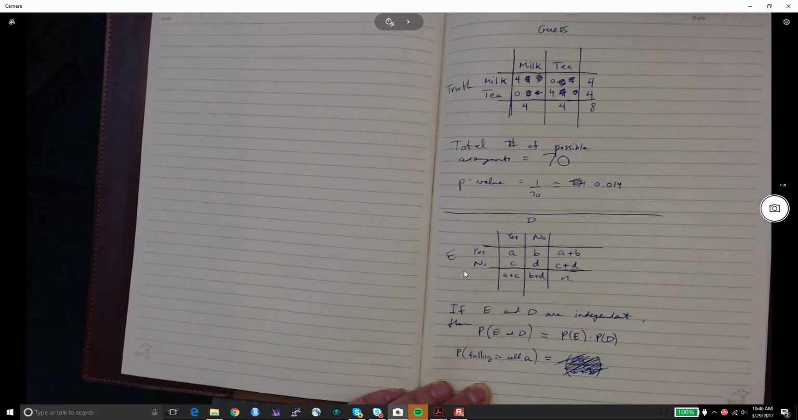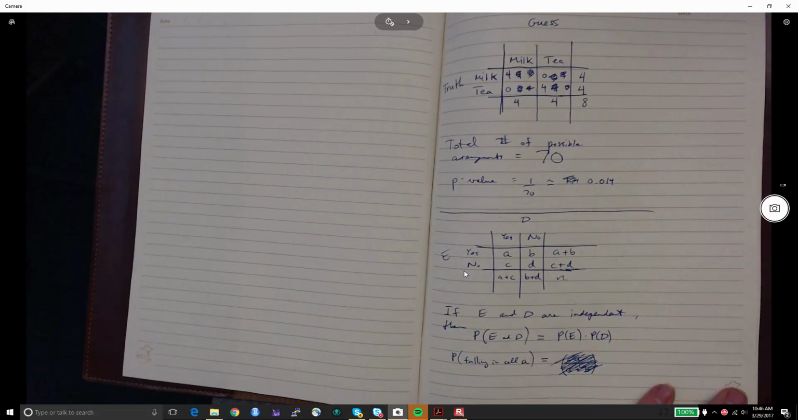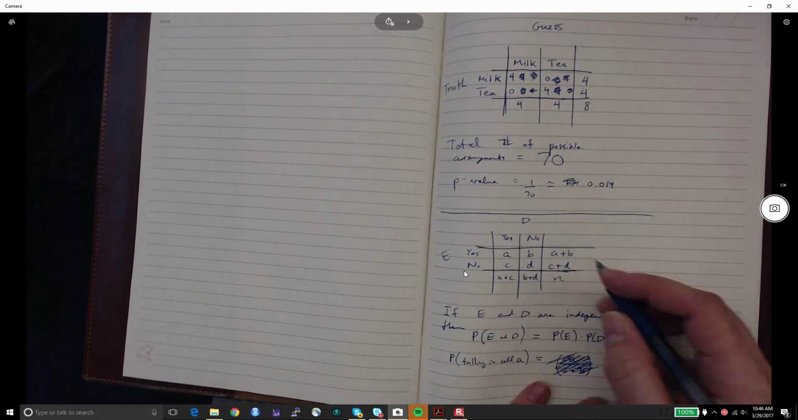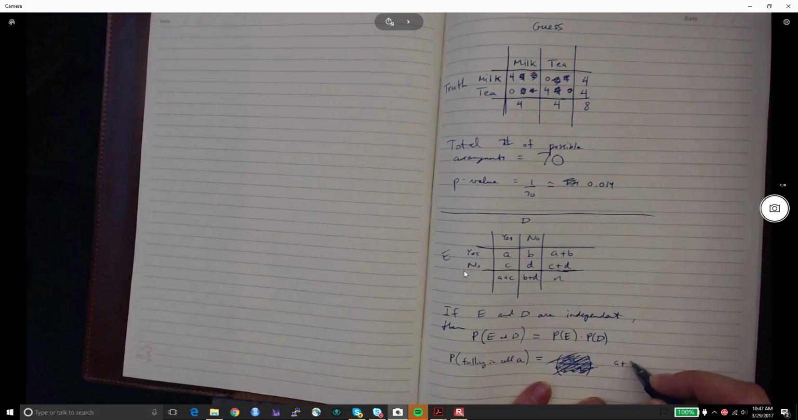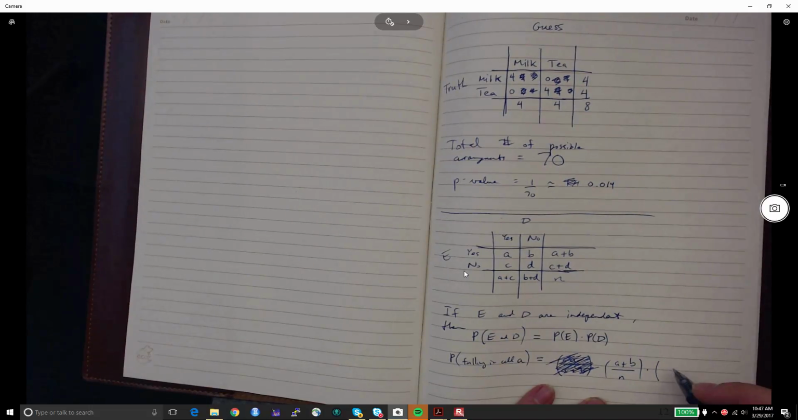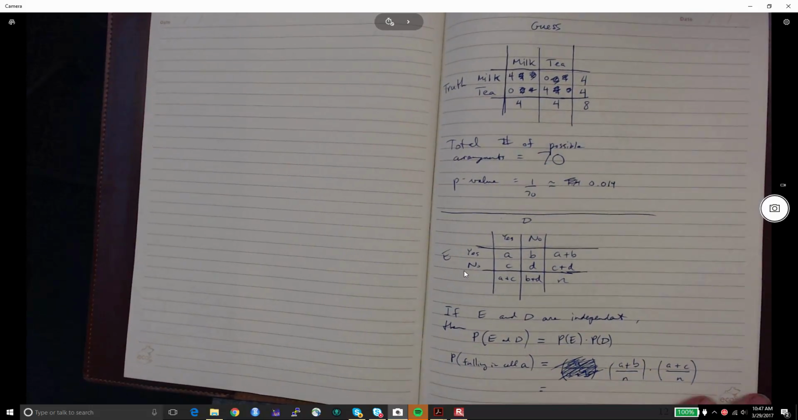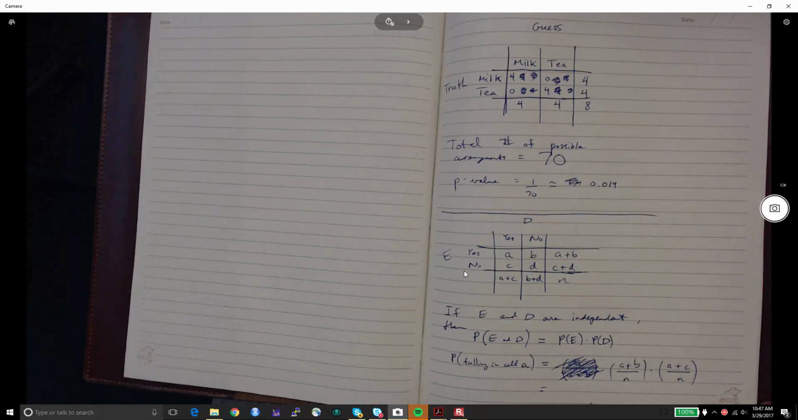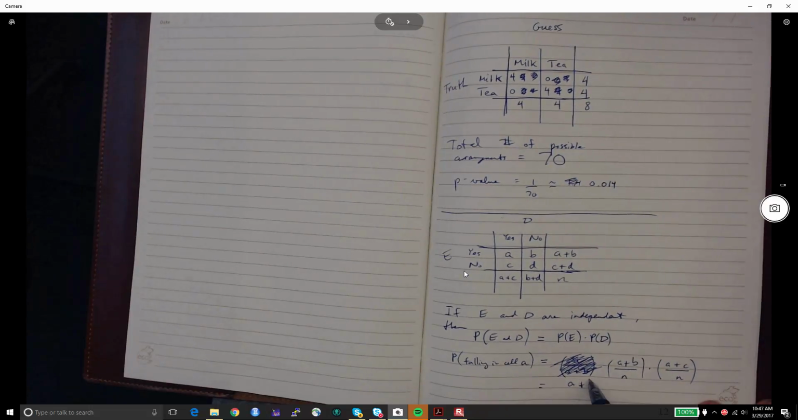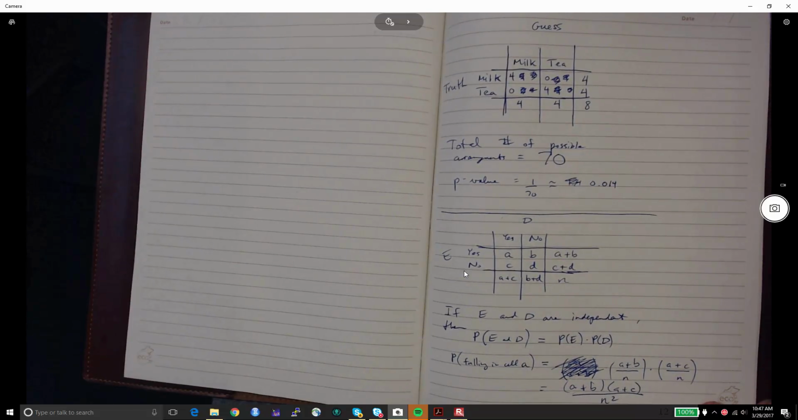Looking at the margins, the probability of being exposed is A plus B over N, right? The probability of being diseased is A plus C over N, okay? So therefore, this probability is equal to whatever this is, right? So A plus B times A plus C divided by N squared, right?